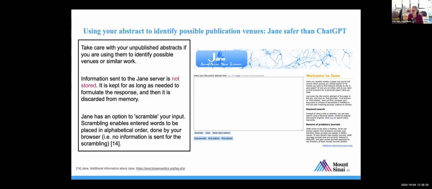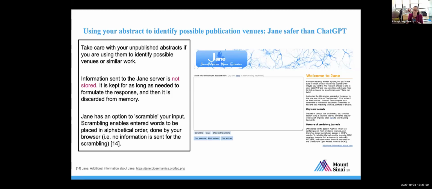Also, you can use different keywords if you're looking for keywords. Jane does not store the information sent to the Jane server. It formulates the response and discards it from memory, and it also has a scrambling input option, because it's not the order of the words that matters to Jane. It's the frequency of the words and what the words are.